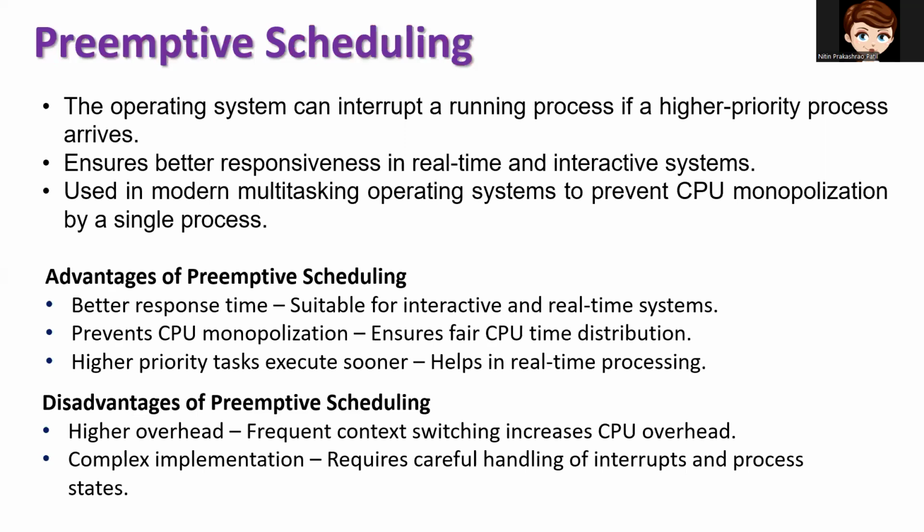So first is preemptive scheduling. Now let us see some more details about preemptive scheduling. The CPU can switch from one process to another before the current process completes execution. A running process can be interrupted and moved back to the ready queue if some high priority process comes. That's why we are saying the operating system can interrupt a running process if a high priority process arrives. And this preemptive scheduling ensures better responsiveness in real-time and interactive systems.